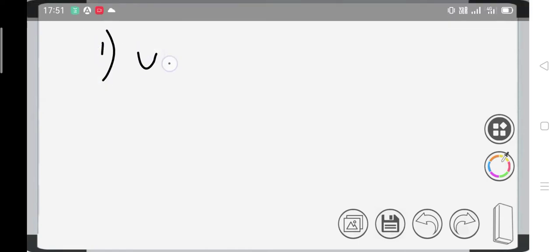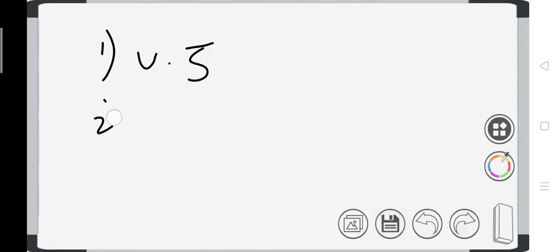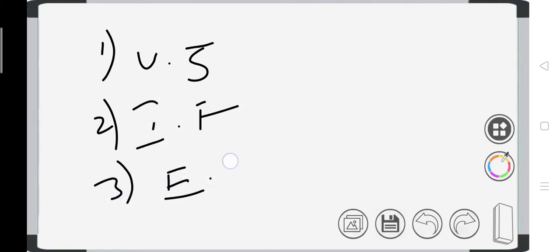And we are having some functions: unit step function, impulse function, and exponential function. What are those functions? Unit step function means the function used in sudden changes, like a switch. We are having three functions: one is the unit step function, the second is the impulse function, and the third is the exponential function.